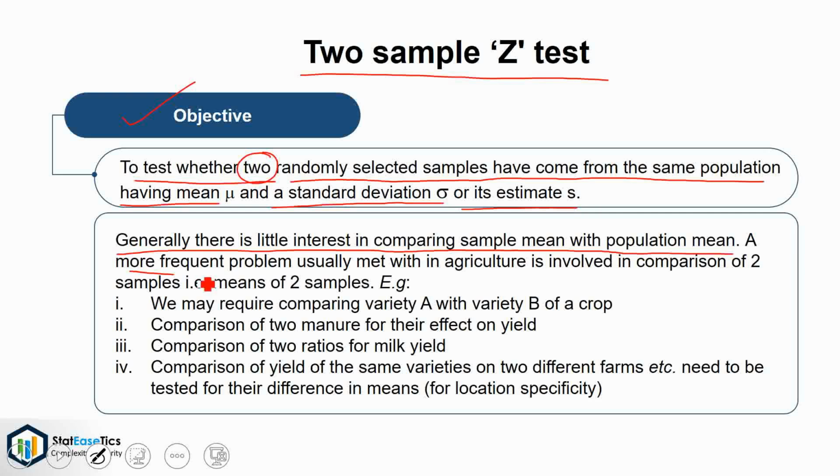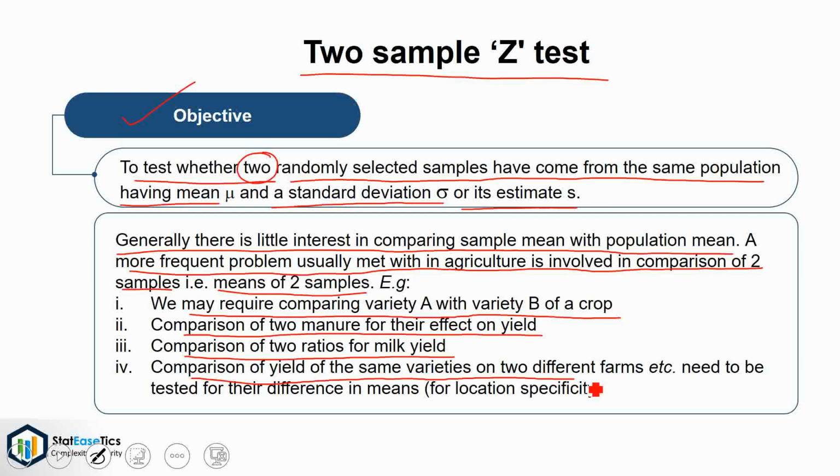A more frequent problem usually met with in agriculture is involved in comparison of two samples, that is means of two samples. For example, we may require comparing variety A with variety B of a crop, comparison of two manures for their effect on yield, comparison of two rations for milk yield, comparison of yield of the same varieties on two different farms, etc. Need to be tested for their difference in means for location specificity.